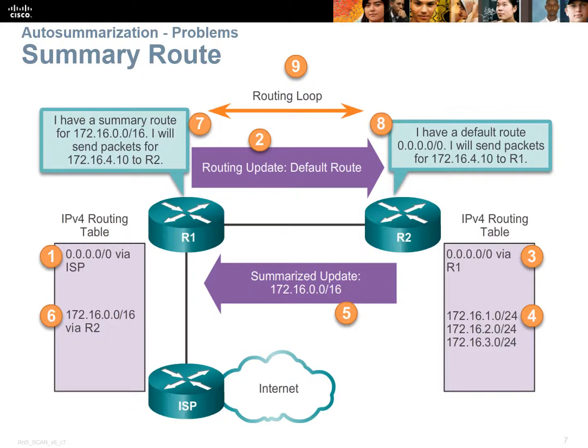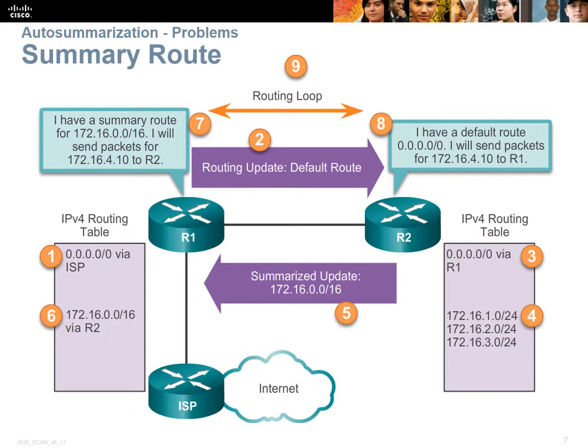Here's another example of the problems with automatic summarization. Over here we've got 172.16.1, 2, and 3 on router 2, and router 2 says, oh, actually I've got all of 172.16.0.0. So when router 1 learns about it, he says, oh, hang on a minute, I've got to get to 172.16.0.0 this way.